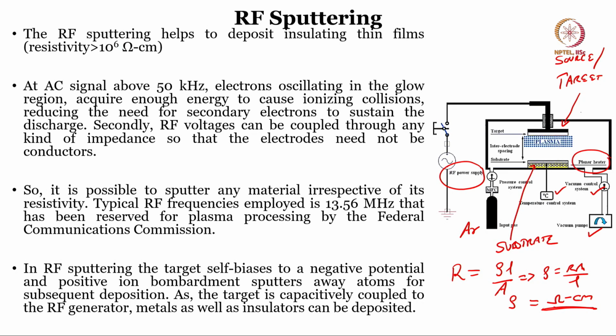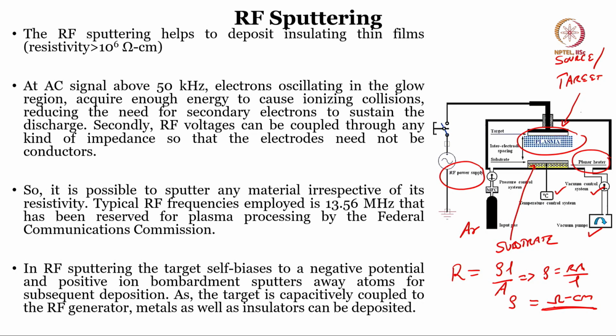At an AC signal of about 50 kilohertz, electrons oscillating in this glow, which is plasma, acquire enough energy to cause ionizing collisions, reducing the need for secondary electrons. Secondly, RF voltages can be coupled through any kind of impedance, so electrodes need not be conductors. This is a very important point: in the case of DC we said anode and cathode both should be conductive. In the case of RF we do not need that, because RF voltages can be coupled through any kind of impedance. So it is possible to sputter any material irrespective of its resistivity.